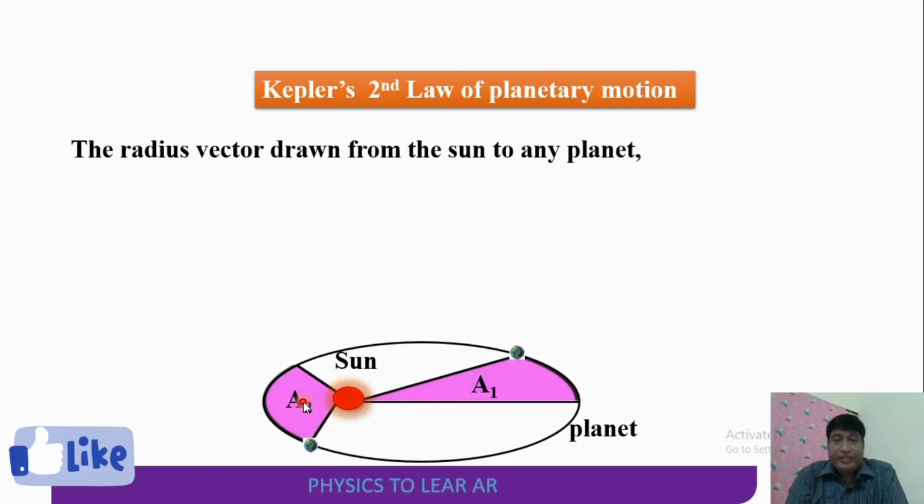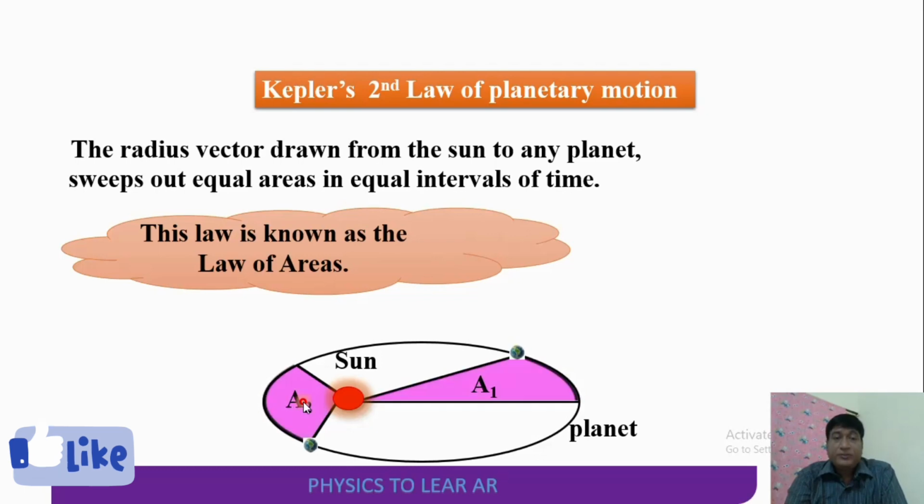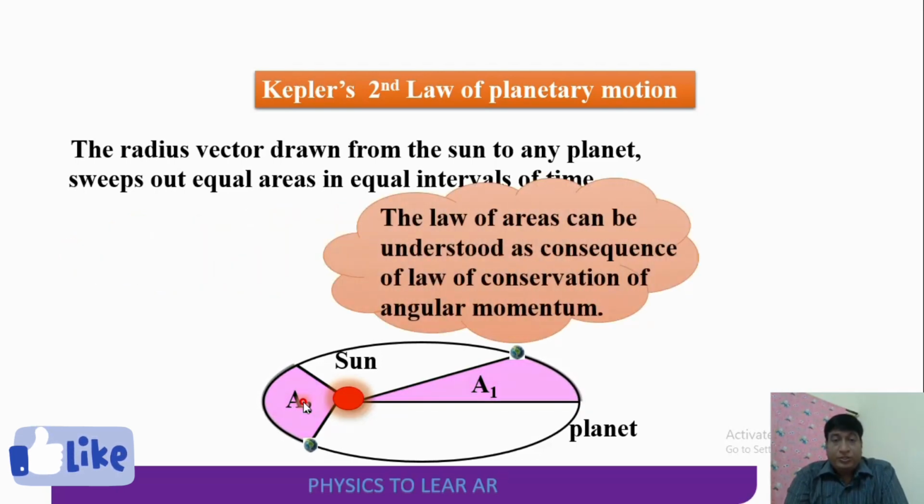With this we can state the definition of Kepler's second law as follows: the radius vector drawn from the sun to any planet sweeps out equal areas in equal intervals of time. Kepler's second law is also known as the law of areas.